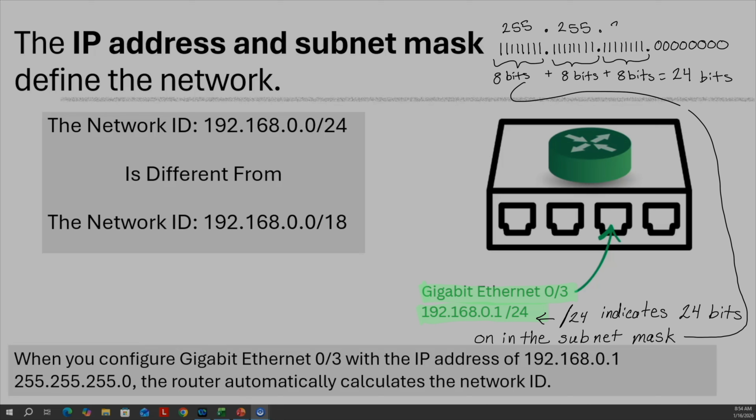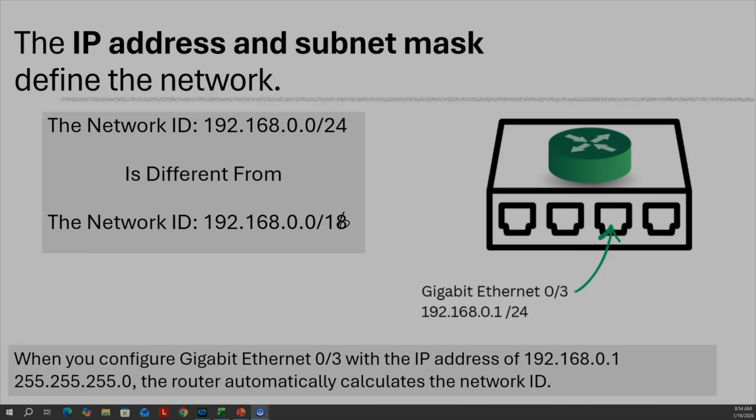If we had configured this interface as 192.168.0.1 with a /16, the router would recognize this route as the network 192.168.0.0 with a subnet mask of 255.255.0.0. This would be in a different network than our previously configured network.